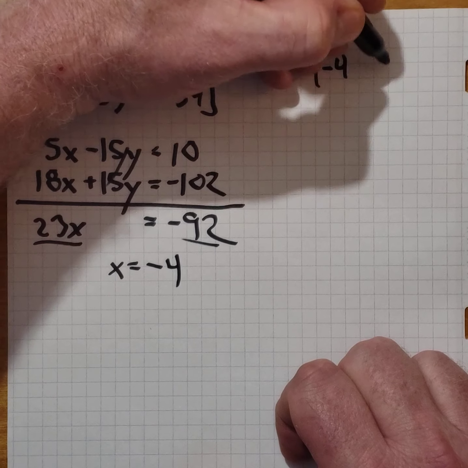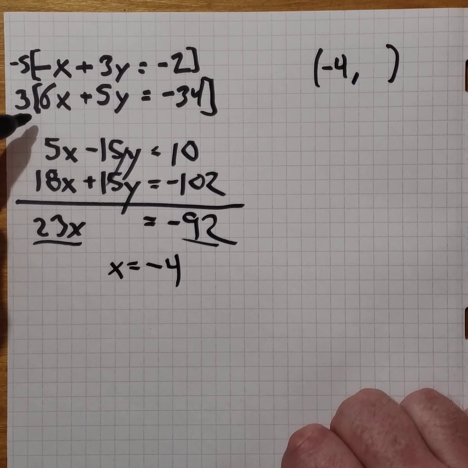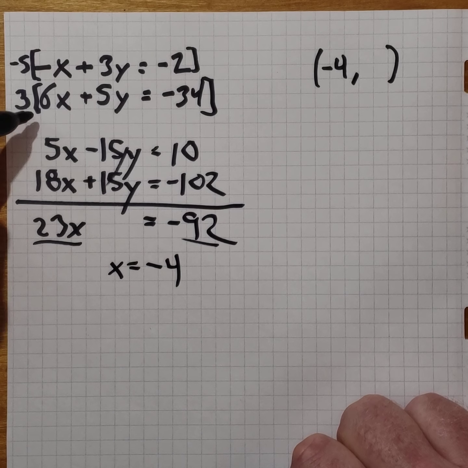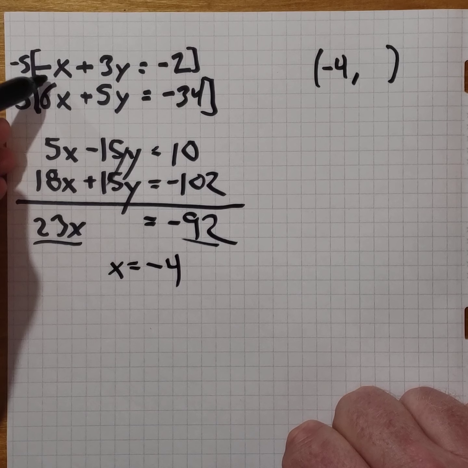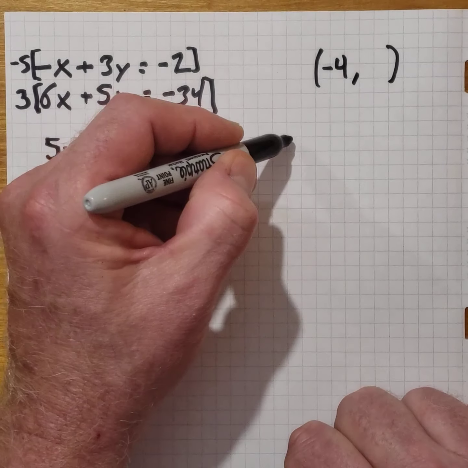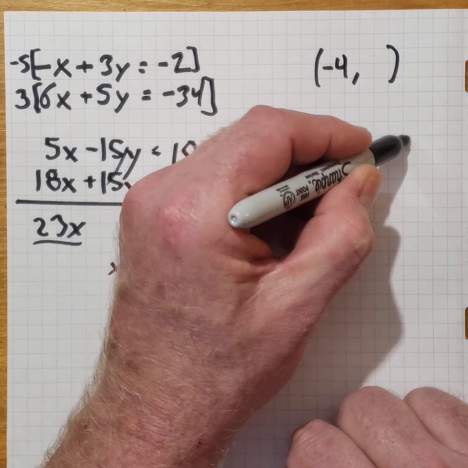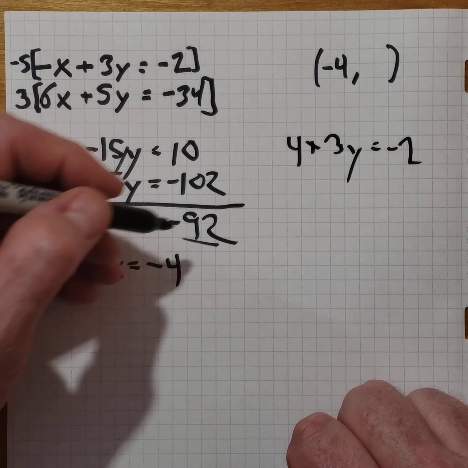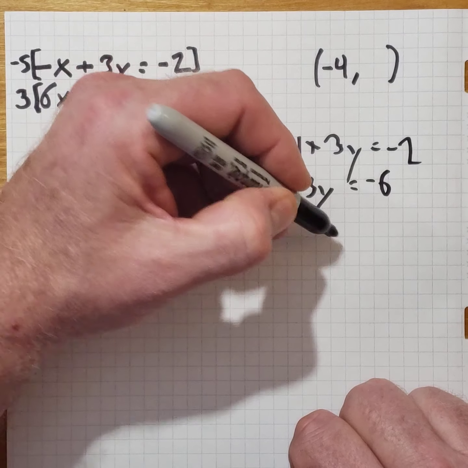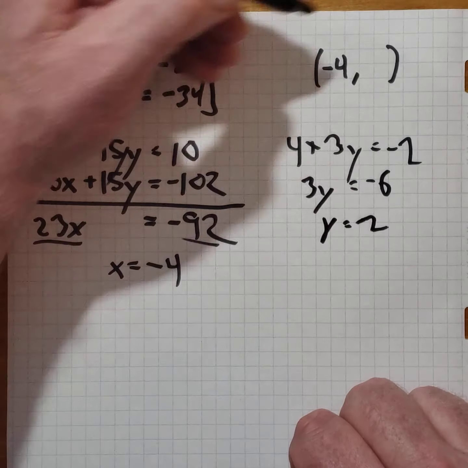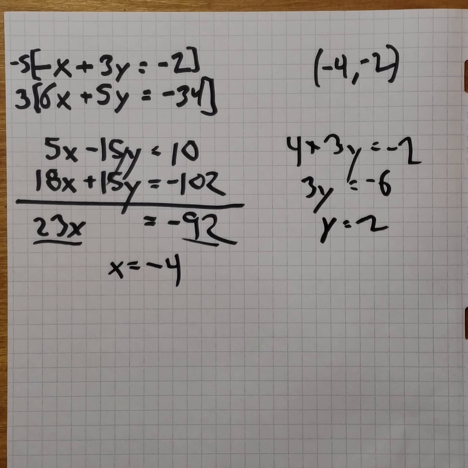So that gives us our x value. We need to go back to one of our original equations to find the y value. I'm going to choose the first one just because the numbers are smaller. If we put a negative 4 in for x, the negative of negative 4 is positive 4 plus 3y equals negative 2. Subtract 4 from both sides, we get 3y is equal to negative 6, so y is equal to negative 2. All right, that is the elimination method.